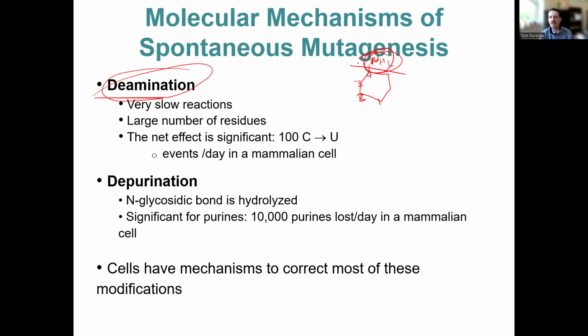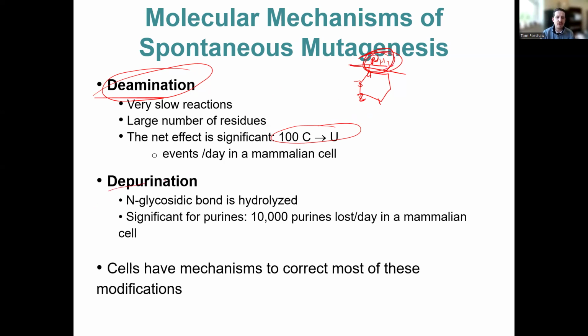This is very, very slow, doesn't happen very much, but you have a lot of it, right? You have a lot of DNA, you have a lot of bases, you have a lot of amine groups. And so it doesn't happen very much, but if you add up all of that, lots of not very much, it adds up to being somewhat significant. About 1,000 mutations, for instance, from cytosine to uracil as a result of this deamination.